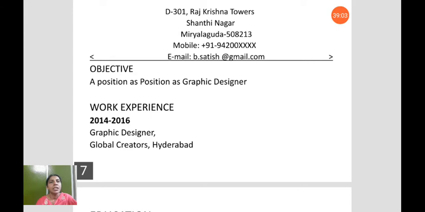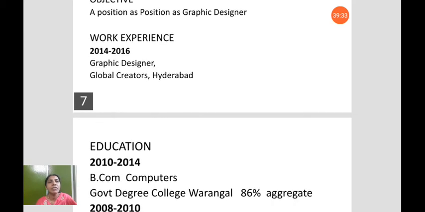See the changes I have made. The name and address, the personal details, so the name of the candidate and address is written. For the objective, a minor change we have made: a position as... sorry, by error the position is printed again. A position as graphic designer, and we have changed the work experience.